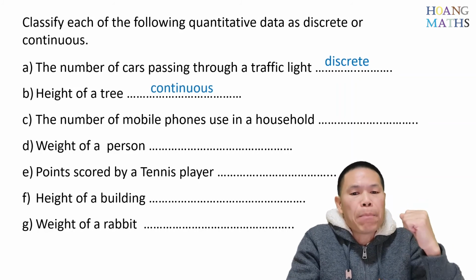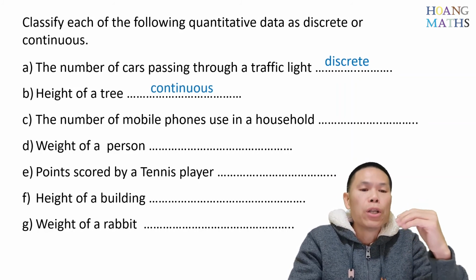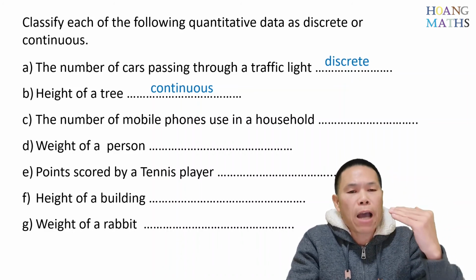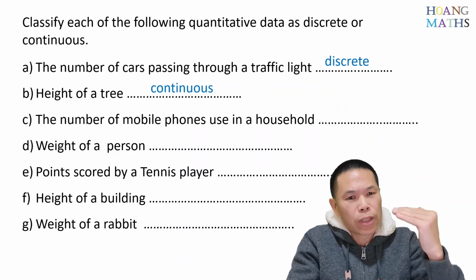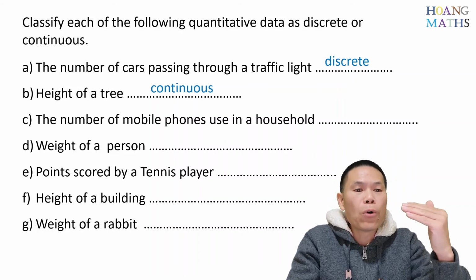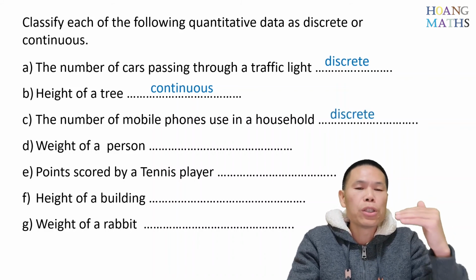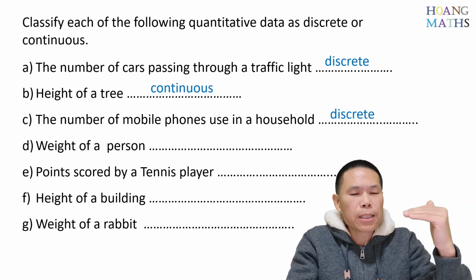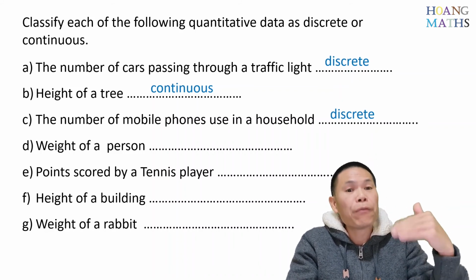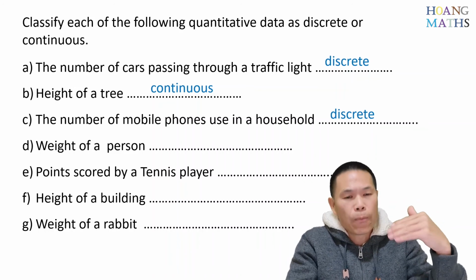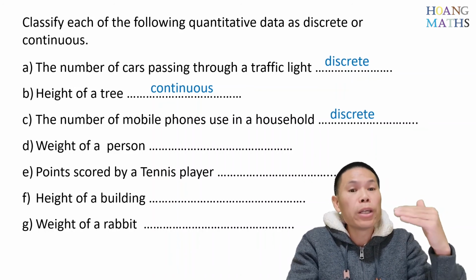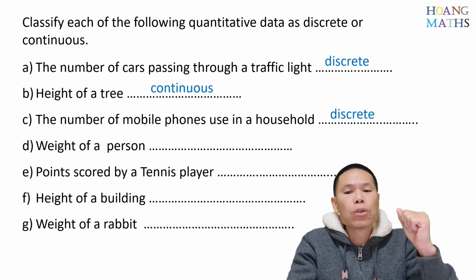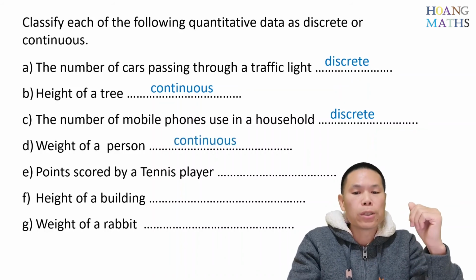Part C, the number of mobile phones used in a household. So therefore, you have 1 mobile, 2 mobiles, and 3 and 4, and so on in a household. You don't want to have half of a mobile. So therefore, it doesn't make sense. So therefore, it is discrete, because it's whole number only. Okay. Now, weight of a person. It can be decimal because it can be 50.5, 60.8, 80.6, and so on, right? So it involves decimals. In other words, it's measurable. Just remember that for me. So therefore, it is continuous.